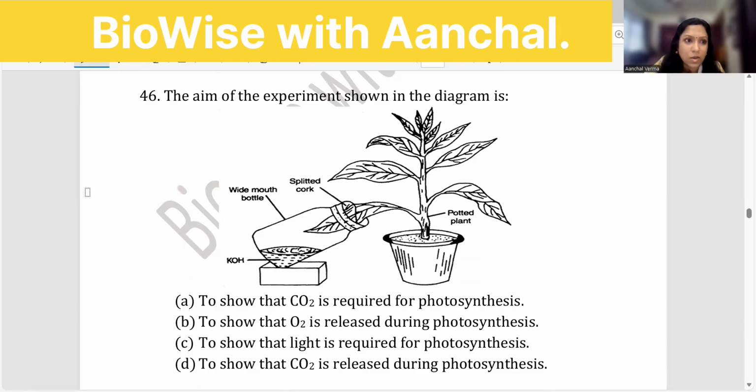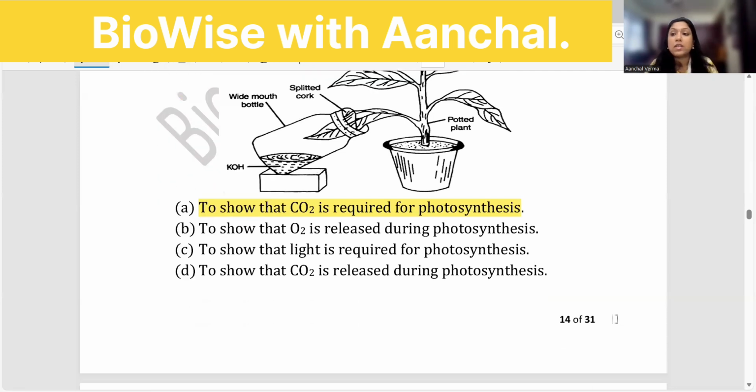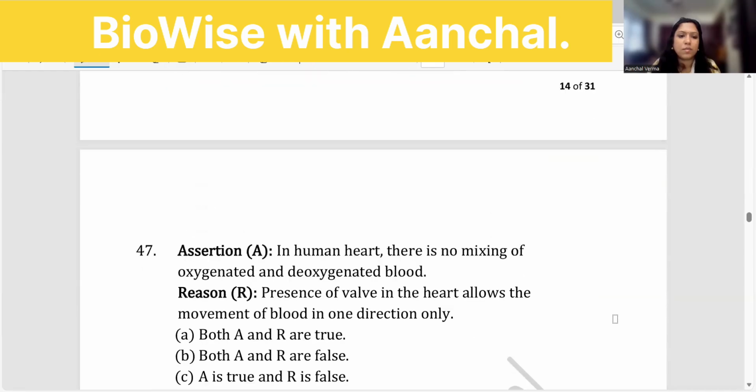Now what is the answer? Look into the comment section. Look into the options. To show carbon dioxide is required for photosynthesis, correct. First answer is only correct. To show oxygen is released, no. The light required, no. It's not talking about variegated leaf. To show carbon dioxide is released during photosynthesis, not at all. Carbon dioxide cannot be released in photosynthesis. It is a raw material for photosynthesis.